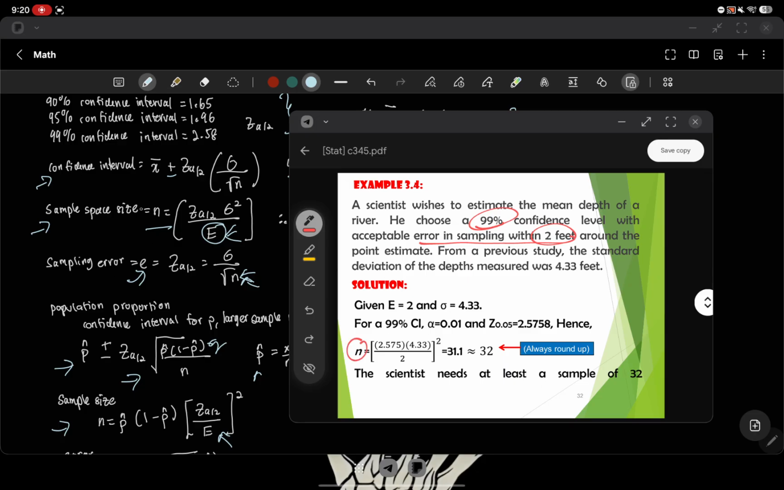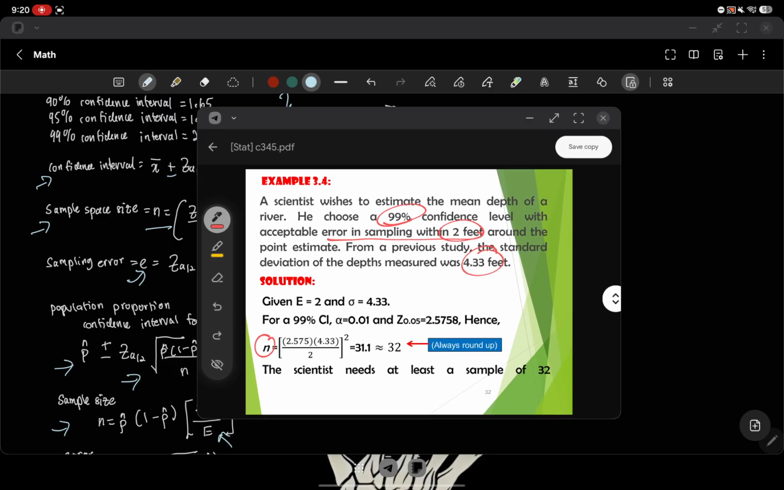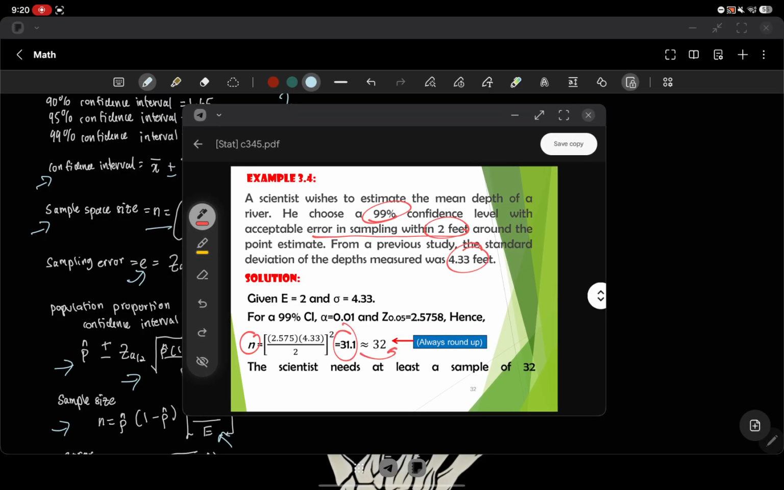So we know that in order to find n, we need E. So E is given, and then the standard deviation is 4.33. This is the formula, and the formula is being used. As said, we need to round up, so the answer is rounded up. If it's 31.1, just round up to 32. If it's 31.6, still round up to 32.